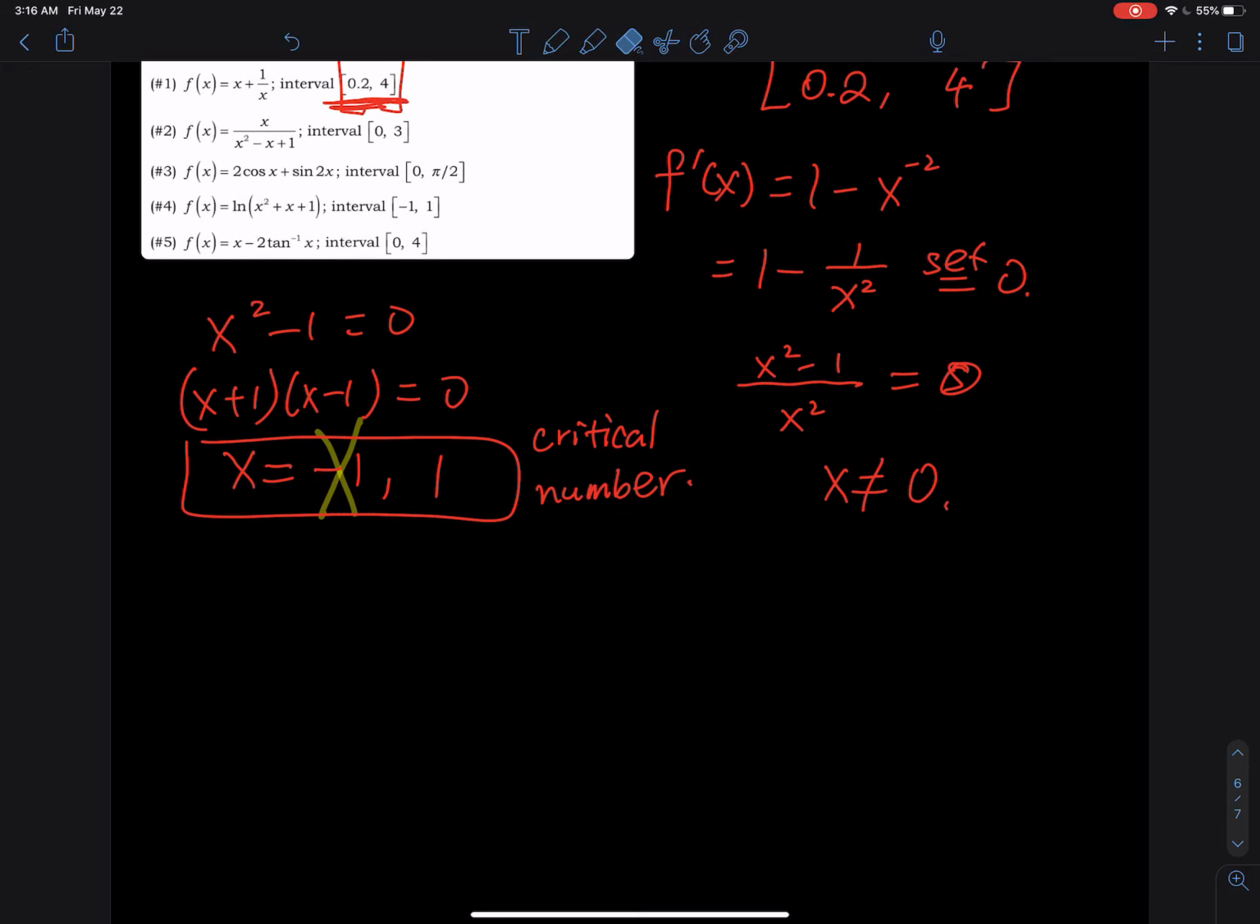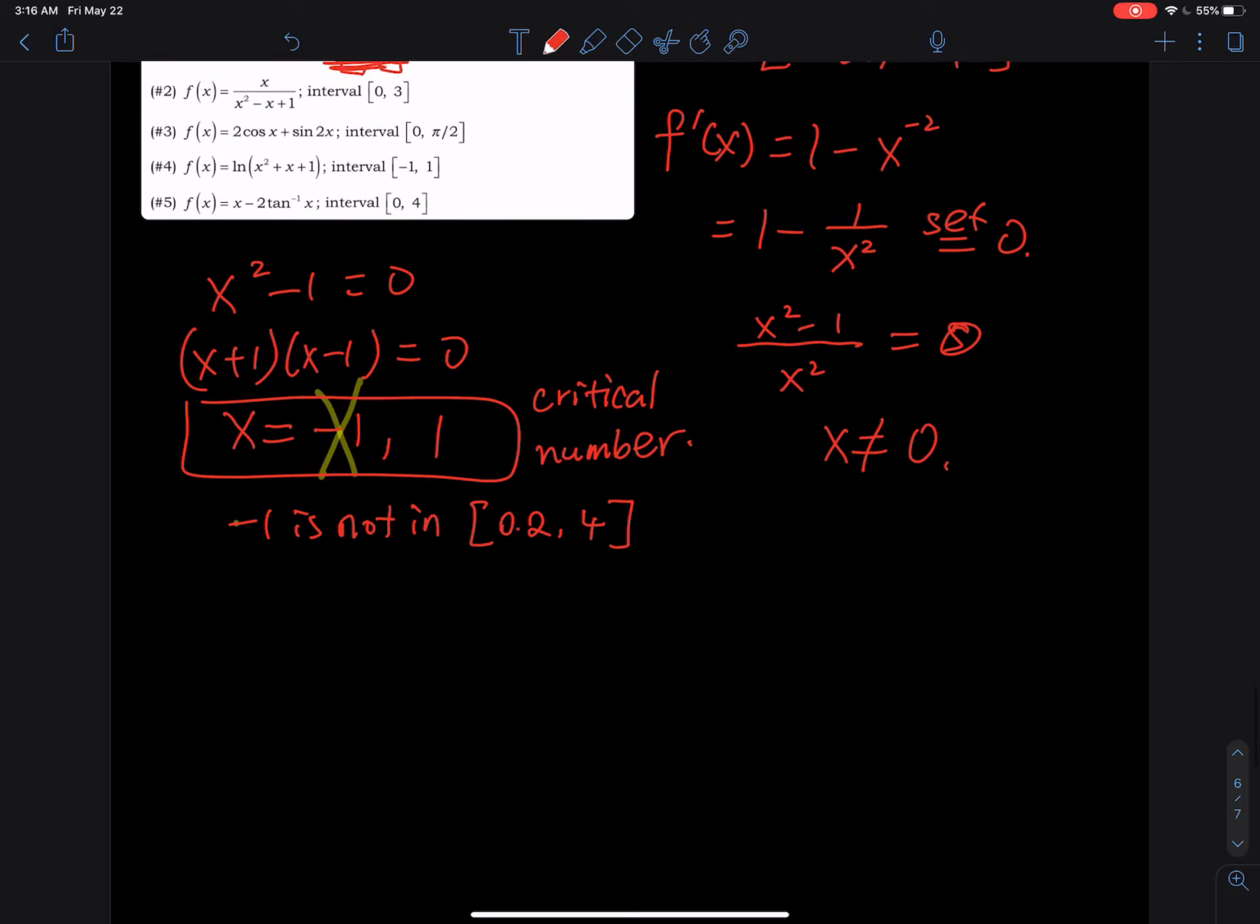Because -1 is not in the interval. I am looking for 0.2 to 4, therefore I don't need -1 at all. All right, so we have, and then the next thing, what is the next thing? Should I drop them on a number line and then test the test interval? The answer is no. All you have to do is you are looking for the highest y and the lowest y, right? So we are looking for the highest y and the lowest y.